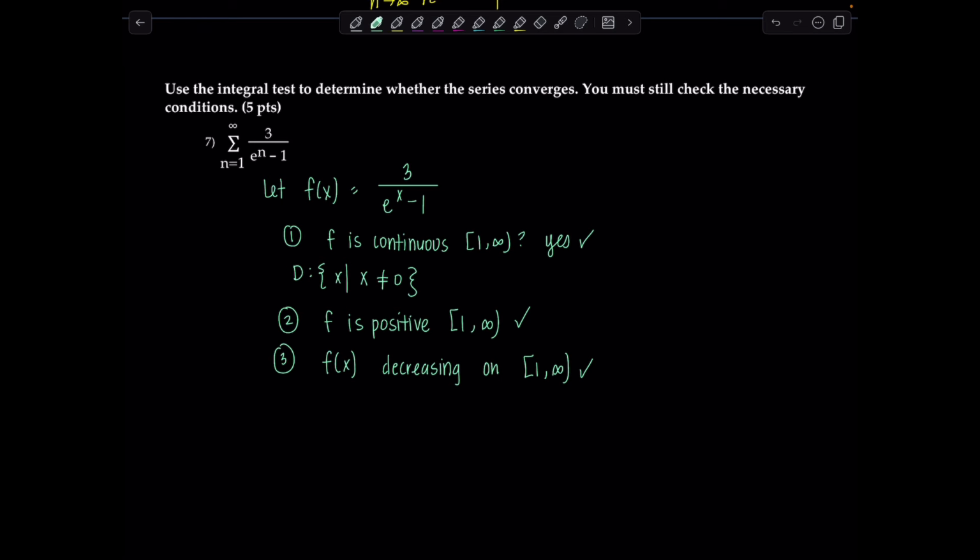All right, so then this means we are good to go. We can use the integral test, even though they told us to. How rude if it didn't meet the conditions and they told us to. Okay, so what do you do now? You set up an improper integral whose limits match the index of summation. Here n goes from 1 to infinity, so those need to be our limits of integration. 1 to infinity, and then we're going to integrate f of x, 3 over e to the x minus 1 dx.